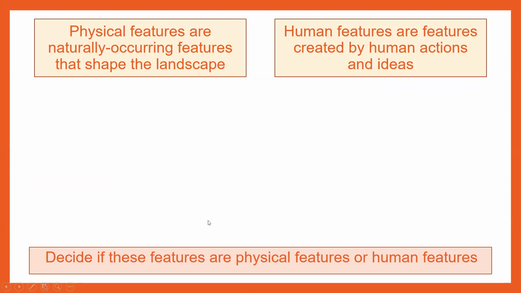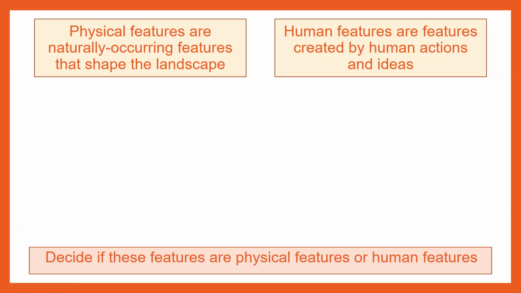Just to remind ourselves about the difference between human features and physical features. Physical features are naturally occurring features that shape the landscape, things that occur through nature. And we all know, the one we always seem to remember in Year 2, human features are features created by human beings, human actions, and their ideas.